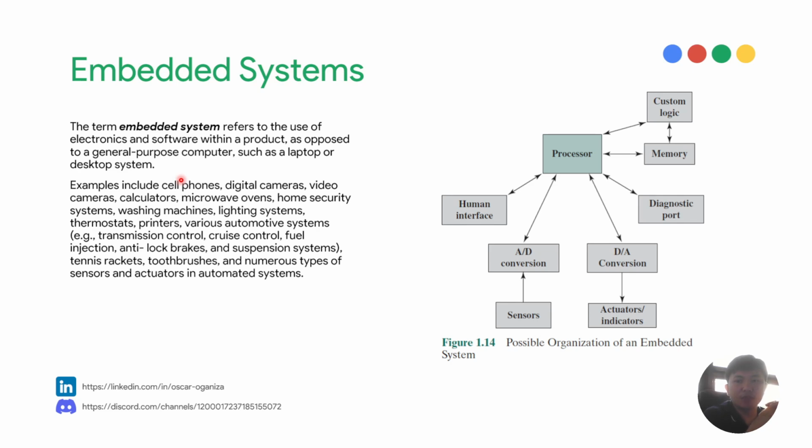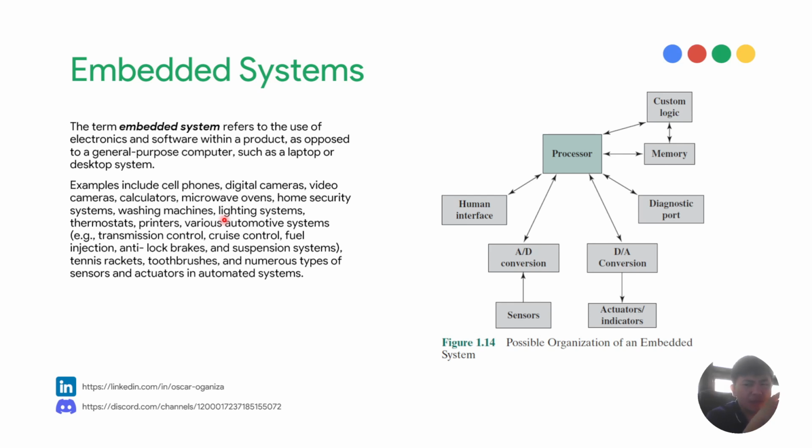So, aside from cellphones, meron ding binigyan na example, yung cameras. Yung camera, meron na siyang hardware, software, at electronics na kasama mismo sa product na yon. Refers to the use of electronics and software within a product. Aside from that, mga calculators, home security systems, yung mga Wi-Fi mesh natin, for example, yung Google Mesh, yung Amazon Echo. So, those are some examples of embedded systems.